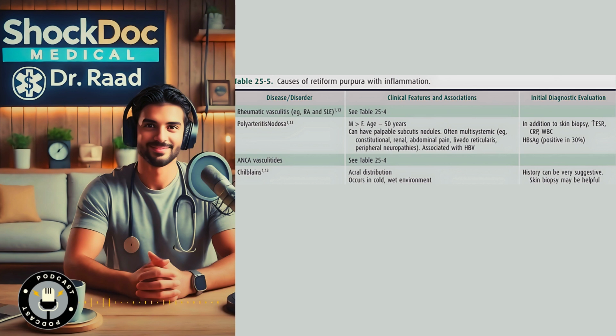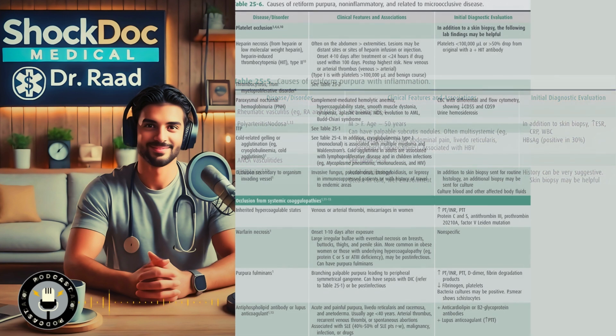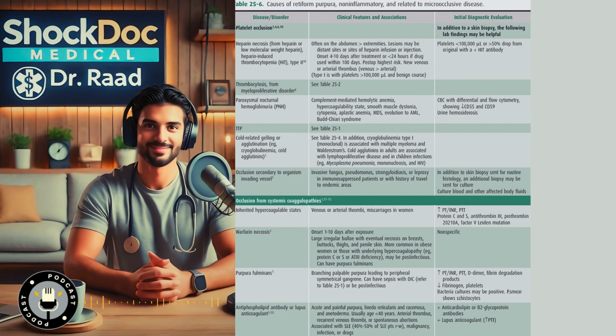ANCA vasculitides and chilblains. Chilblains are particularly interesting. They have an acral distribution and occur in cold, wet environments. The history is usually very suggestive, though a skin biopsy might help confirm the diagnosis. Table 25-6, retiform purpura, non-inflammatory, microocclusive processes. Finally, we come to Table 25-6. This section covers non-inflammatory retiform purpura that results from microocclusive processes.